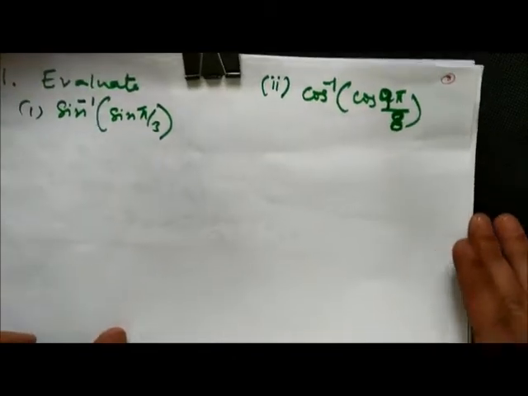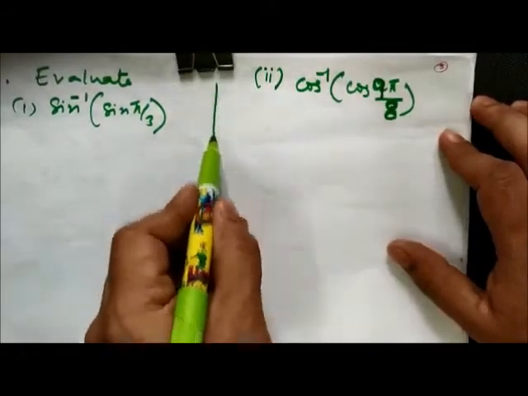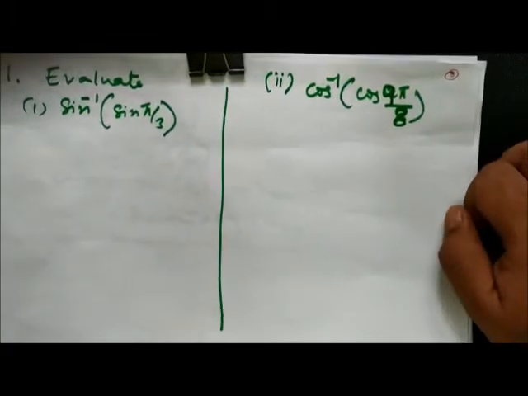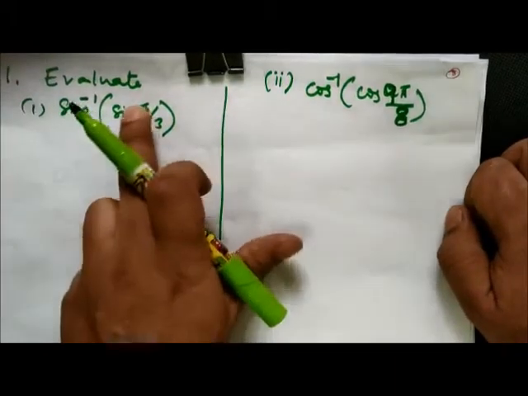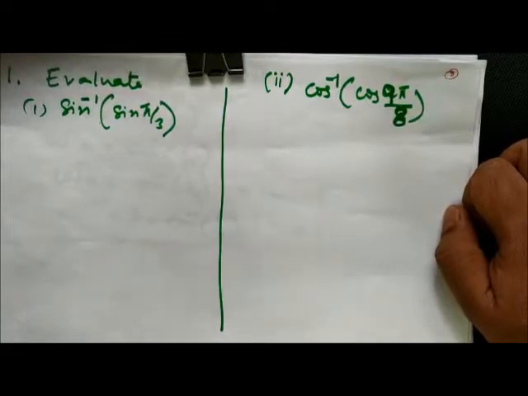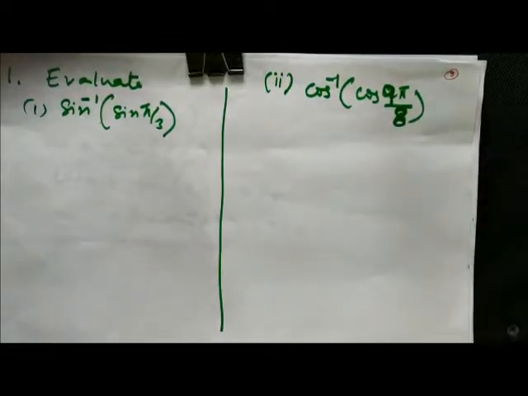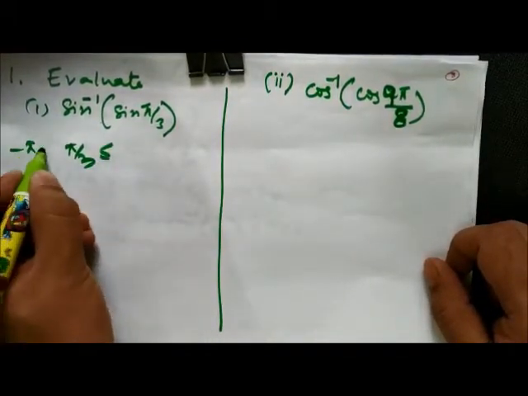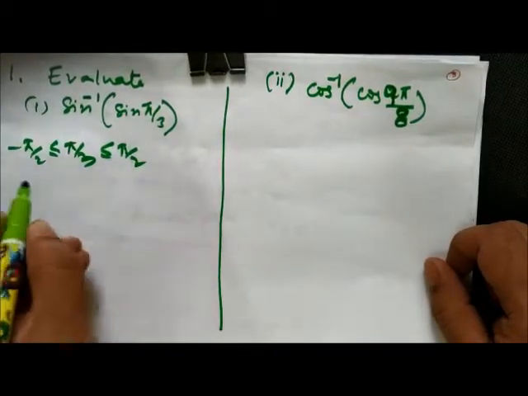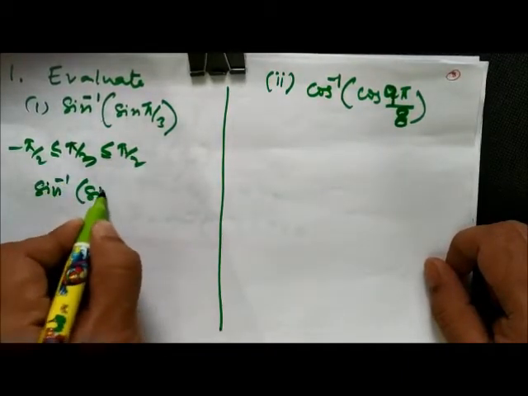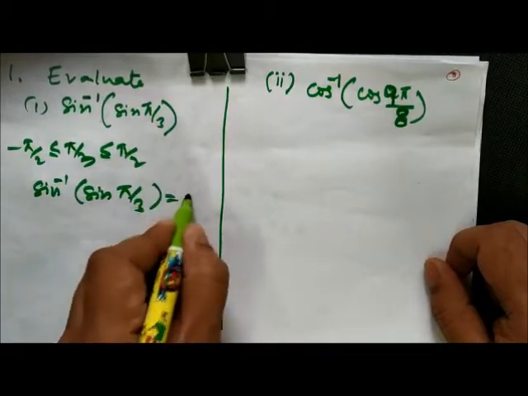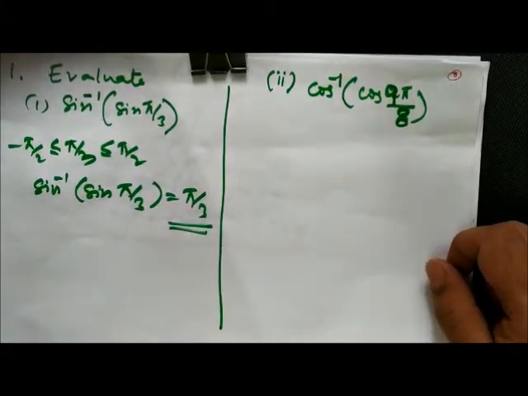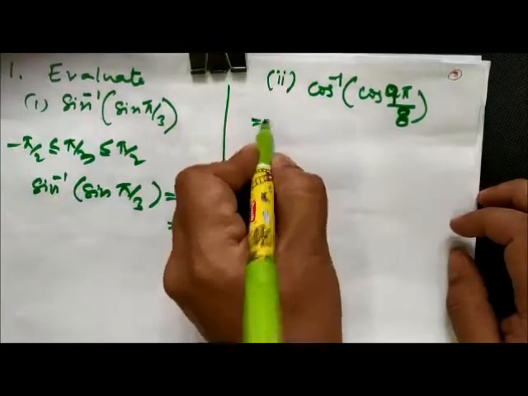Now, before moving forward, let's do one or two illustrative sums. The first one asks you to evaluate the value of sine inverse sine pi by 3. How do we do this? Now, you can check this pi by 3. This pi by 3 clearly is between minus pi by 2 to pi by 2. So, I can directly write sine inverse sine of pi by 3 equals pi by 3. That's my answer. Right?